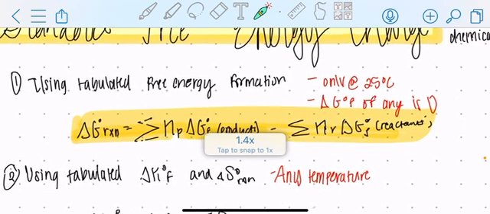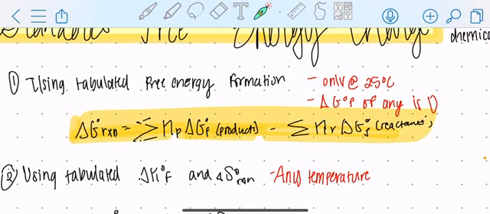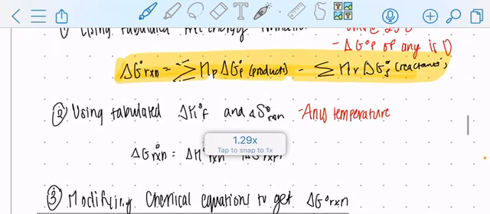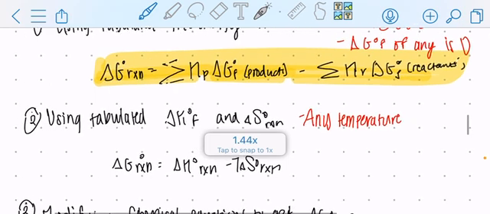Basically, the change in the Gibbs free energy under standard conditions for the reaction is the sum of the standard Gibbs free energy of the products times their coefficients, minus the sum of all of the Gibbs free energy of the reactants under standard conditions times their coefficients. And you can also do this using a tabulated change in H and change in S of the reaction at any temperature.